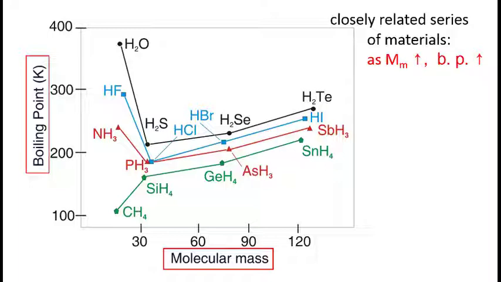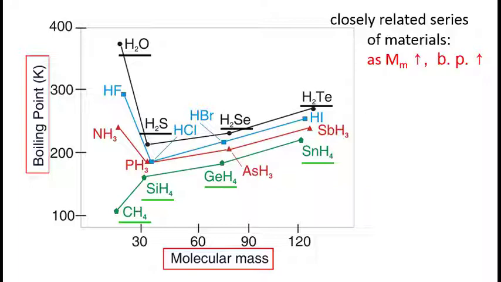Start with the green line at the bottom. All of these have a group 14 atom, carbon, silicon, germanium, or tin, surrounded by 4 hydrogen atoms. As expected, the lightest molecule is the lowest boiling material, while the heaviest is the highest boiling. But now let's look at the black line at the top. These are the group 16 elements surrounded by 2 hydrogen atoms. Hydrogen sulfide, hydrogen selenide, and hydrogen telluride behave as expected, but hydrogen oxide, or water, has the highest boiling point, not the lowest as expected.